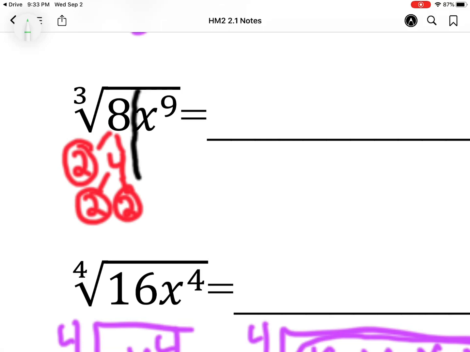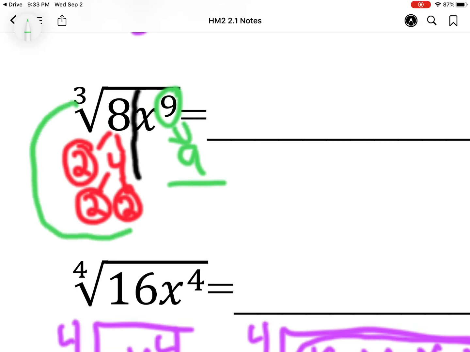Then I have x to the 9th. So x to the 9th, I'm going to use my index to divide that exponent. That exponent is 9, and I'm going to divide by the index indicated. So I get 3. So that means on the outside, for my answer, I have 3 x's.